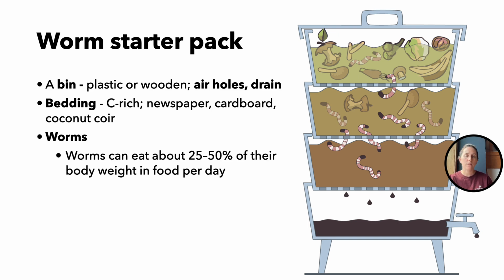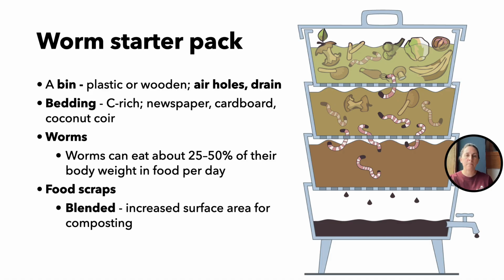And then you need your worms. A special note about worms: generally speaking, composting worms can eat about 25 to 50% of their body weight in food per day. So if you think you're going to be producing about a pound of food that you want to compost, you should have between 2 and 4 pounds of worms. And then you need your food scraps. Once again, I blend mine because I like to increase the surface area. It makes it easier for composting, and it makes it really easy on the worms. They do quick work of it that way. And the ideal temperature for a worm bin is 55 to 77 degrees Fahrenheit.